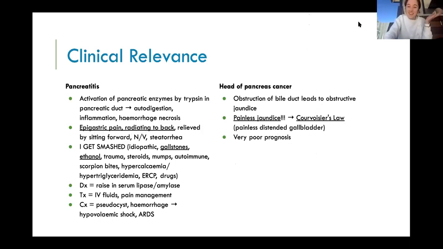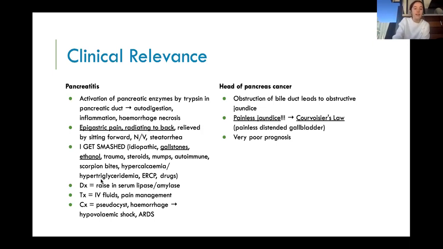Okay, so if it's radiating to the back, then it's going to be secondarily retroperitoneal because it's at the back. So that's right. And you can get nausea and vomiting with it. And the causes are the acronym I GET SMASHED, which I'm sure you've heard about, which is really long, but the most important thing is that gallstones and alcohol are the main two causes.